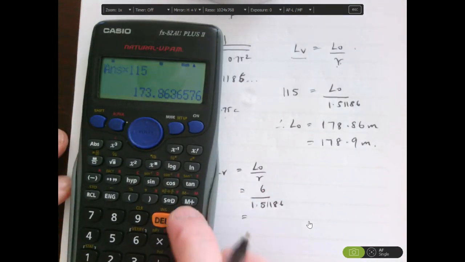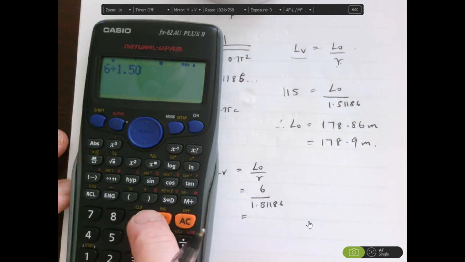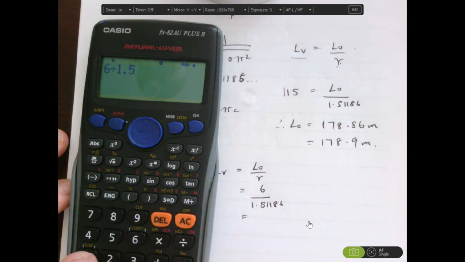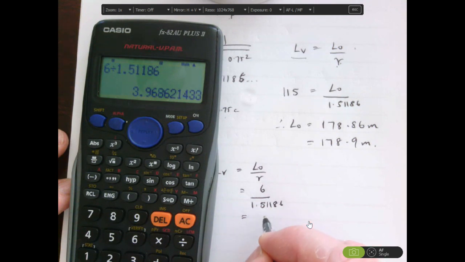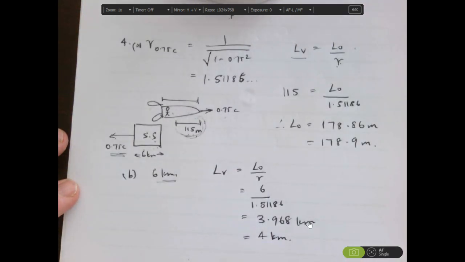So we've got 6 divided by 1.51186, and therefore it's going to be 3.968 kilometers. Let's just round that. That becomes 3.99, so that becomes 4 kilometers if we round it up. Okay, so the pilot observes this to be 4 kilometers.